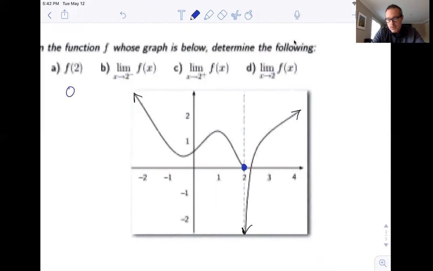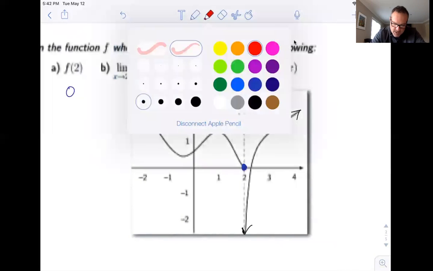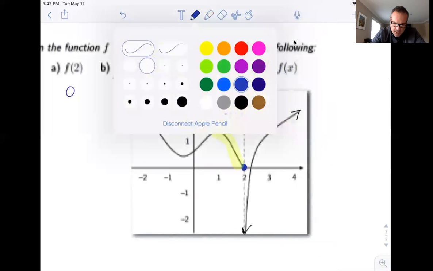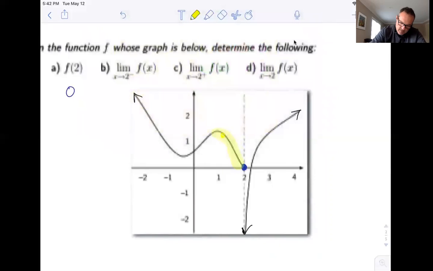F of anything, they're saying, what's the y value? 0. Now 2 from the left, I don't know, does yellow even show up here? Yeah, I guess it does. So there's the left side. How about a yellow pencil? Well, not so great, but you could see what I'm doing here. What are the y's getting close to? They're getting closer and closer to 0. Yeah, I guess that picks up on the paper.